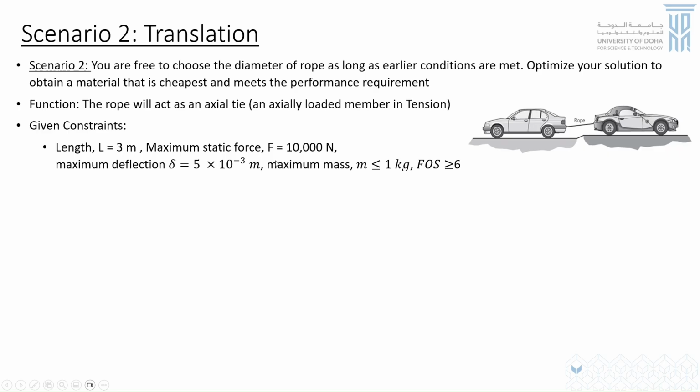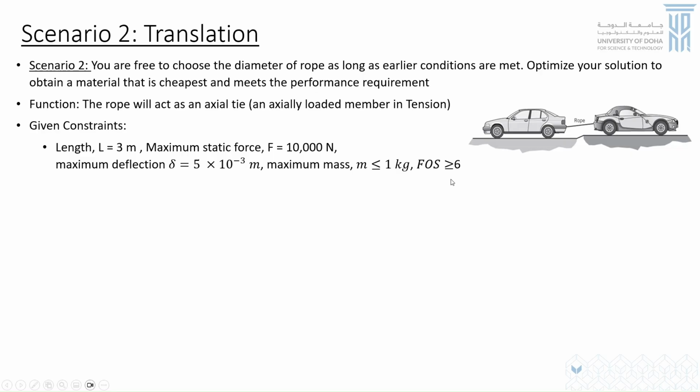So the length is 3 meters, the maximum static force is 10,000 newtons, maximum deflection is 5 into 10 to the power minus 3 meters, which is 5 millimeters. Maximum mass should be less than 1 kilogram. And although we are not treating this as an objective, we are just putting the upper limit on the mass. Obviously, the lower it is, the better, but we're not directly treating it as an objective. Rather, we'll use this as a constraint later on. But I'll show you that you don't really need to directly input this from the start to make sure that you are making use of this fact that the diameter is actually set as a free variable.